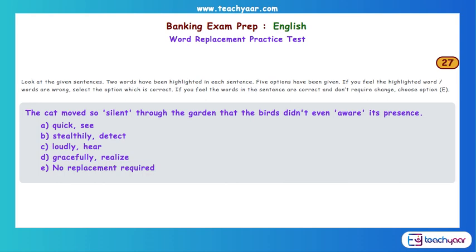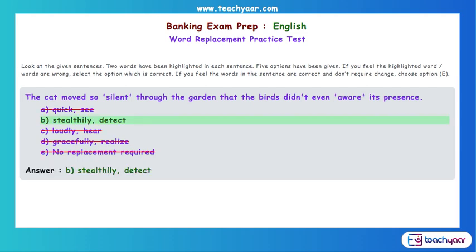The cat moved so "silent" through the garden that the birds didn't even "aware" its presence. Now look for the correct answer among the options. If you have noted, the cat moved so silent, that's wrong. Silent, that adverb is wrong. The answer should be stealthily. And aware, detect is right. So the answer is B, stealthily.